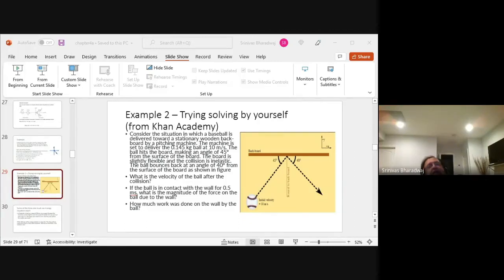But in the horizontal direction, momentum is conserved. Only in the horizontal direction. In the vertical direction, momentum is not conserved because there is a force. What force? Gravity is there.